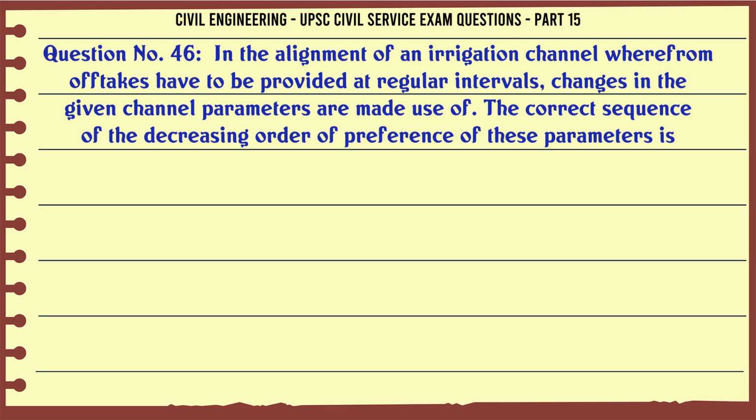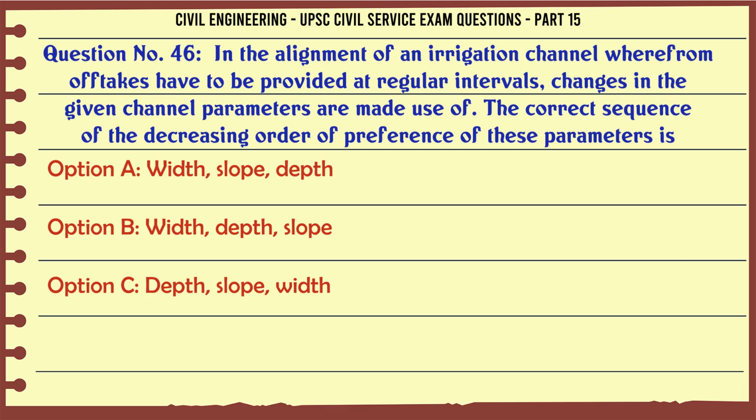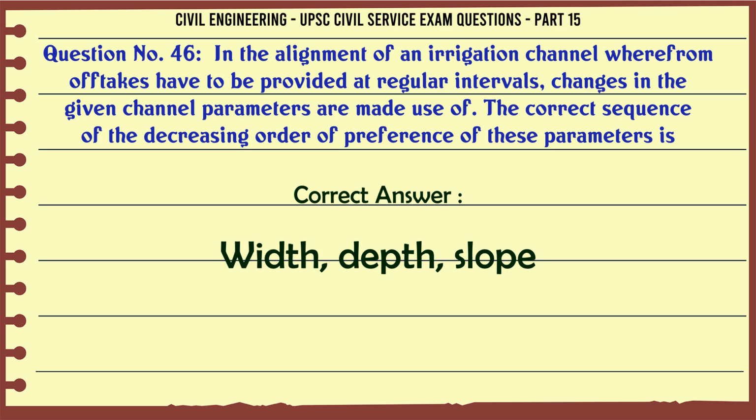In the alignment of an irrigation channel where offtakes have to be provided at regular intervals, changes in the given channel parameters are made use of. The correct sequence of the decreasing order of preference of these parameters is A. Width, slope, depth, B. Width, depth, slope, C. Depth, slope, width, D. Depth, width, slope. The correct answer is width, depth, slope.